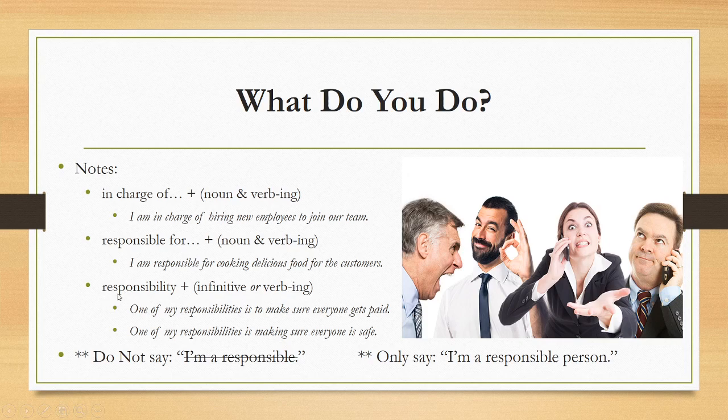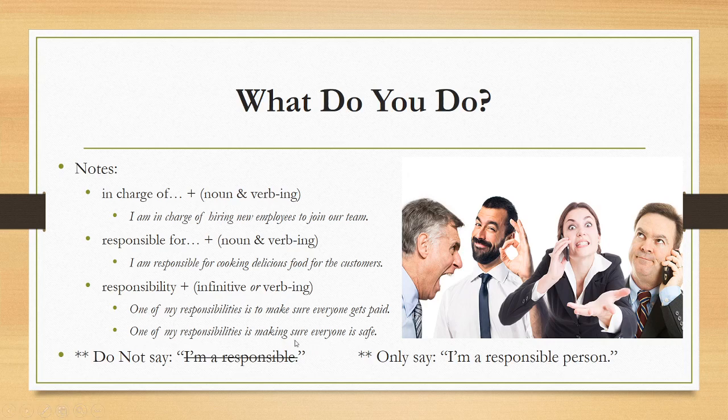Let's move on to "responsibility." Responsibility is an infinitive plus the verb-ing. One of my responsibilities is to make sure everyone gets paid. So this person is in charge of, they are responsible for making sure that everyone gets paid their monthly salary. One of my responsibilities is making sure everyone is safe. This person is in charge of, is responsible for making sure that everyone is safe.